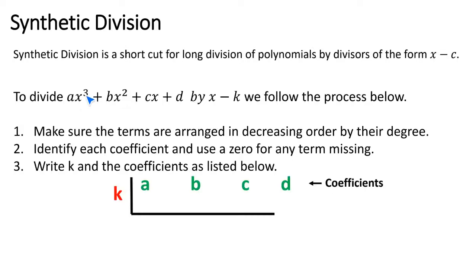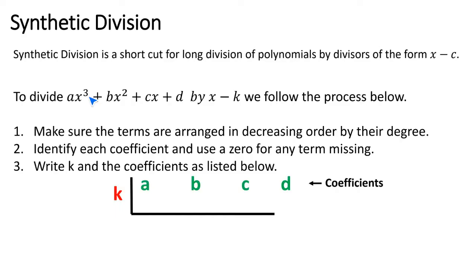We're going to make sure that our terms are in descending order. So again, your exponents here should be in descending order, 3, 2, 1, and so on. We're going to identify each coefficient and use a 0 for any terms that are missing. So my coefficient for x cubed is a, my coefficient for x squared is b, and then my coefficient for x is c, and then our constant is d. If we didn't have an x, for example, then we would place a 0 in that placeholder.